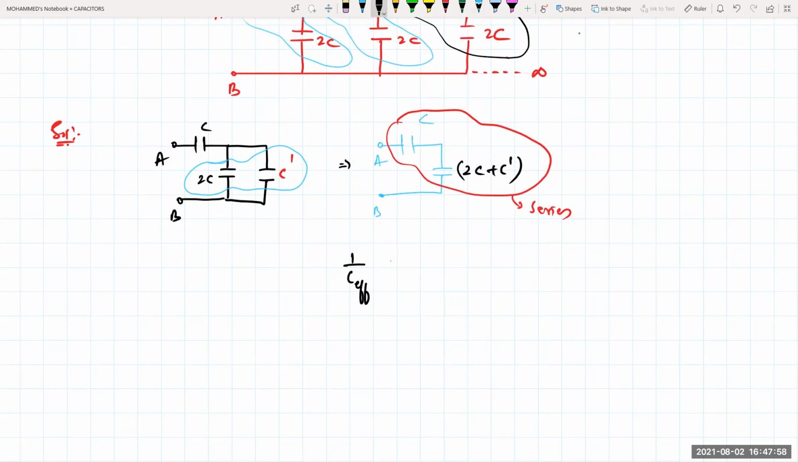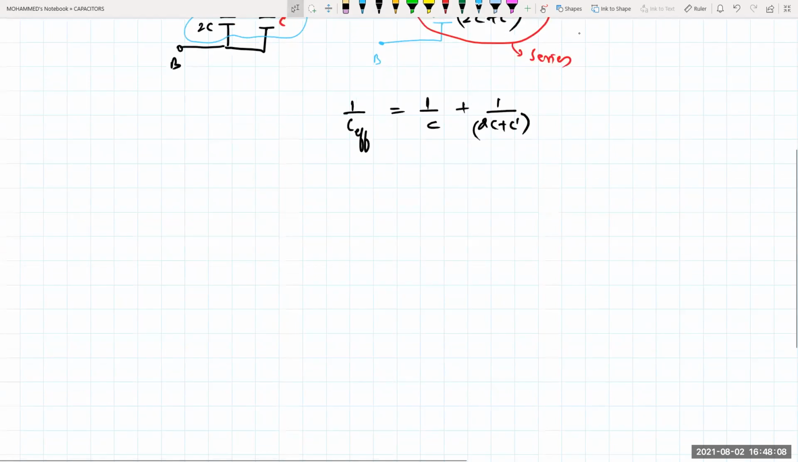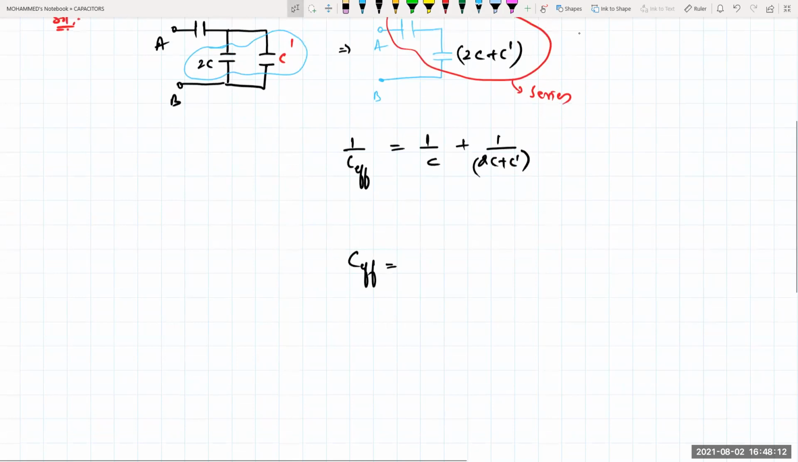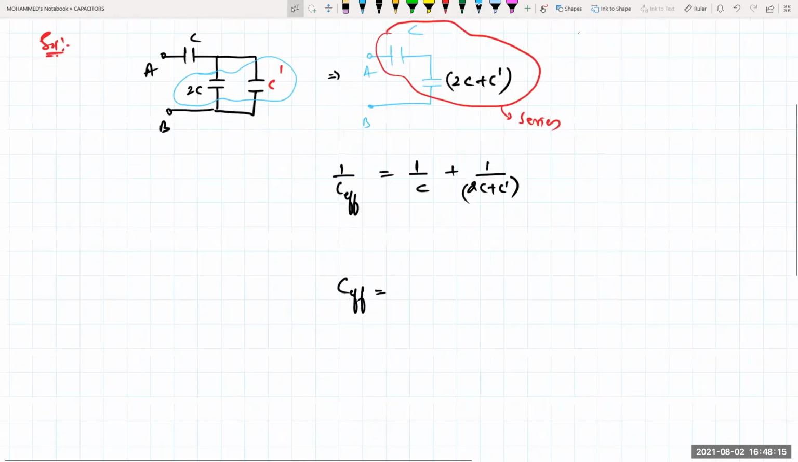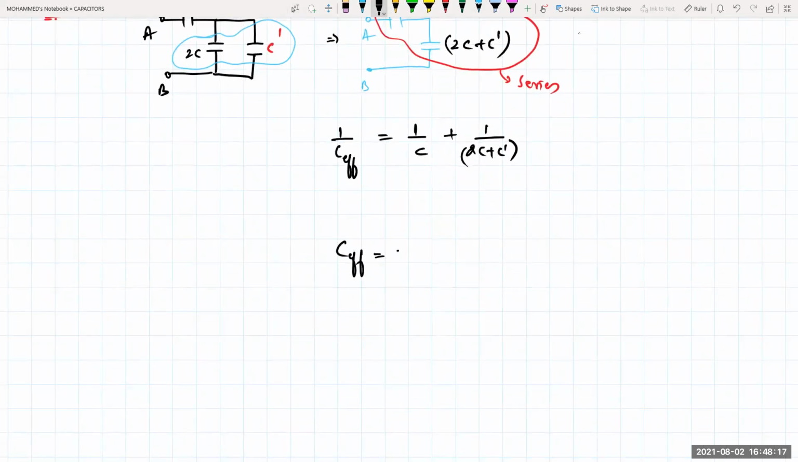So 1 by C effective is equal to 1 by C plus 1 by (2C plus C dash). That means these are two capacitances in series. C effective I can write as C into (2C plus C dash) divided by (C plus 2C plus C dash). By removing the infinite part, what is the name you have given? C dash. You also give the C effective the name C dash. So C dash will be equal to C into (2C plus C dash) divided by (C plus 2C plus C dash). Got it?